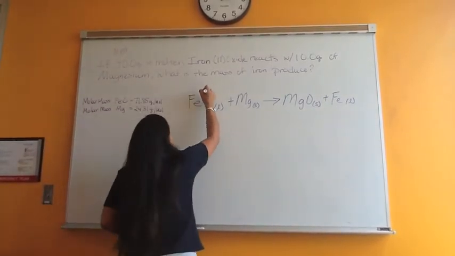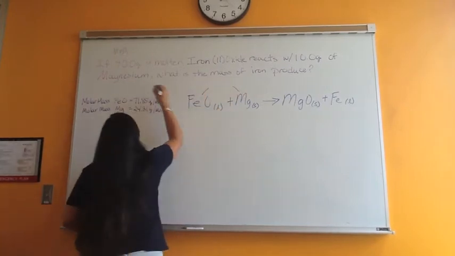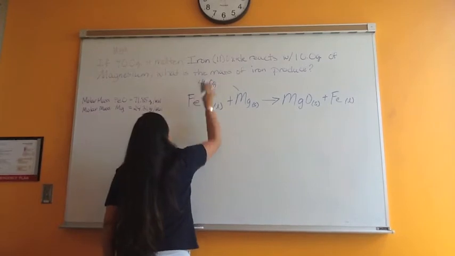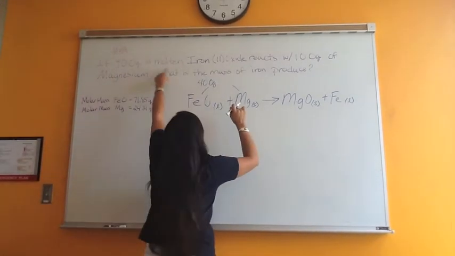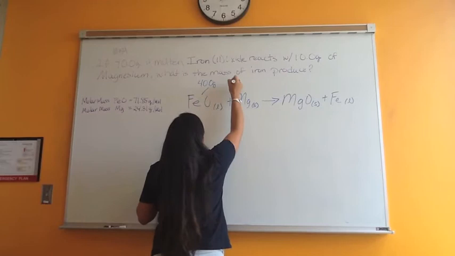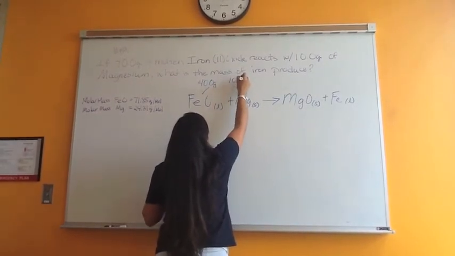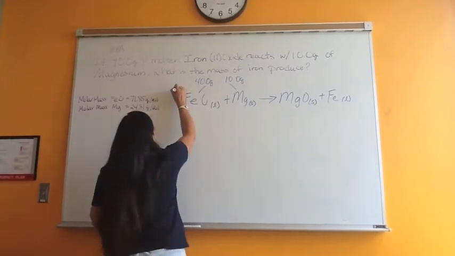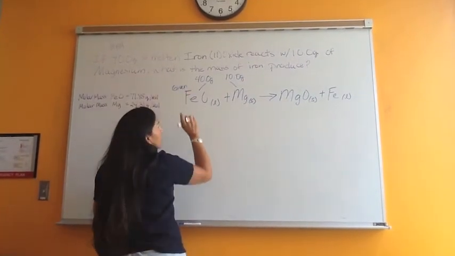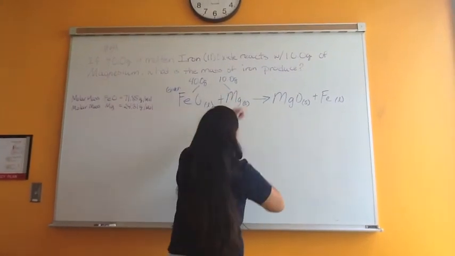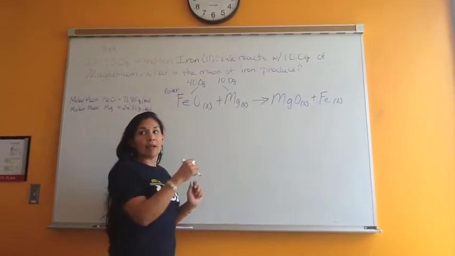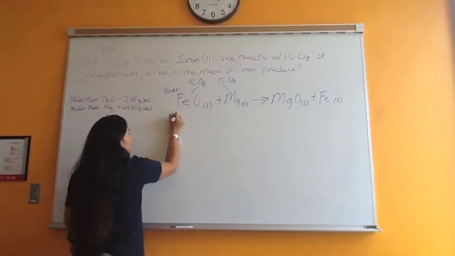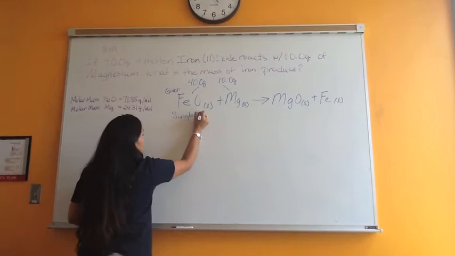With this, we're going to start with our given, which is 40 grams for the iron oxide, as stated up here, and then we're going to have 10 grams of magnesium, because these are going to be the reactants. So these are given. Now with that, we're going to transfer it over. This is also known as a single replacement.